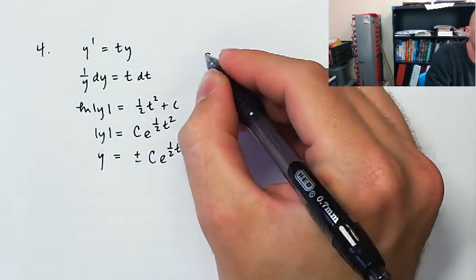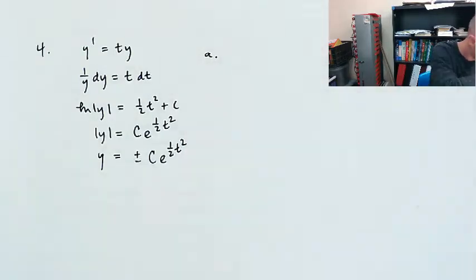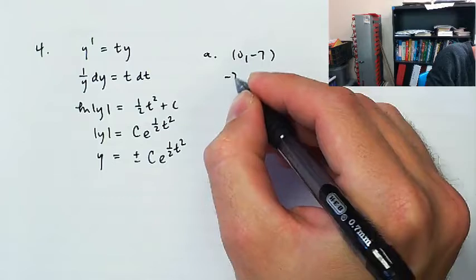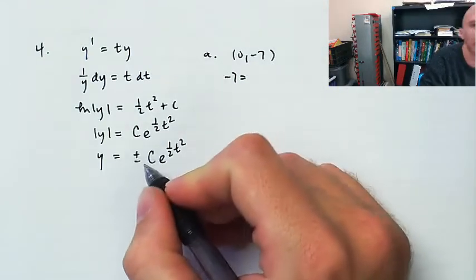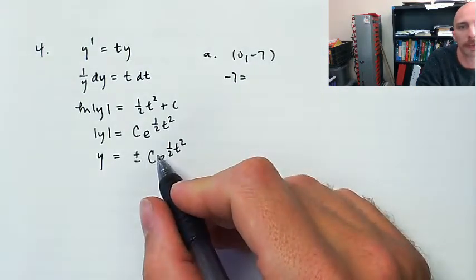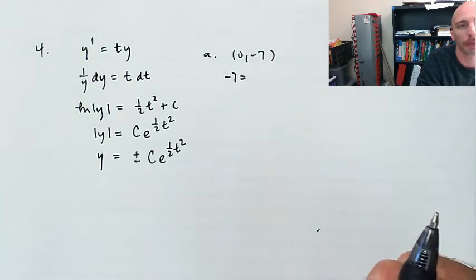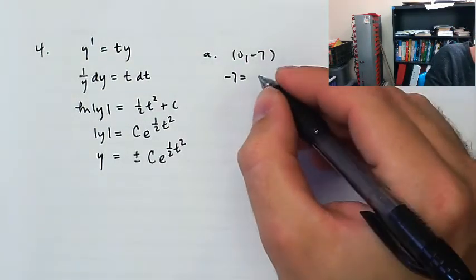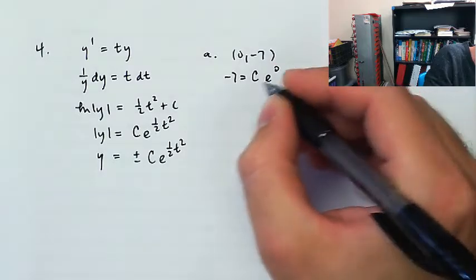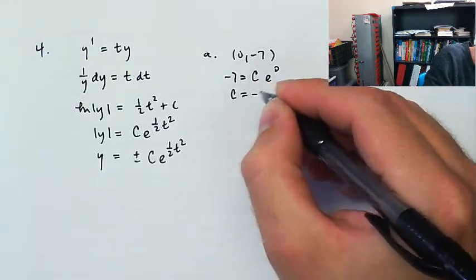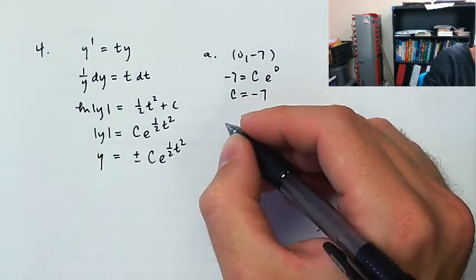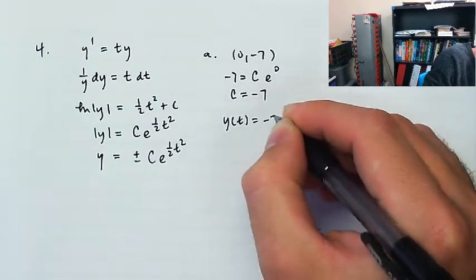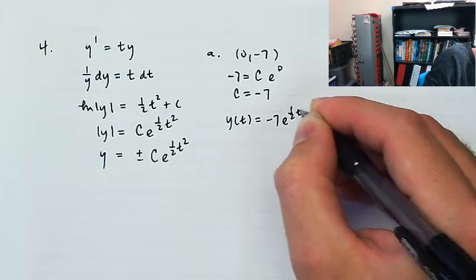Part A is saying, find the particular solution that passes through the point (0, negative 7). Okay, so negative 7 equals, well, I guess we don't really need the plus minus here. You can just say it's going to be positive c, allowing for the possibility that c would be a negative number. Anyway, this is going to be c times e to the 0. So that means c equals negative 7. So the particular solution would be y of t equals negative 7 e to the 1/2 t squared.